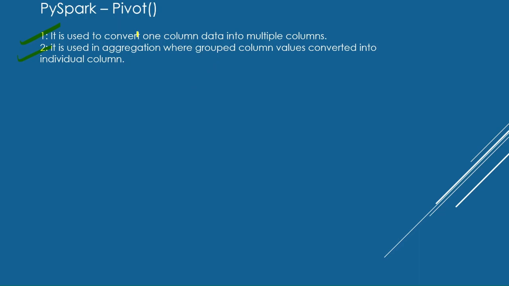So what does the first statement mean? Suppose there is a column with 10 records, and you want to convert those 10 records into individual columns. Then with the help of a pivot function we can do it. These two things we are going to see in the exercise which I am going to do in this video.